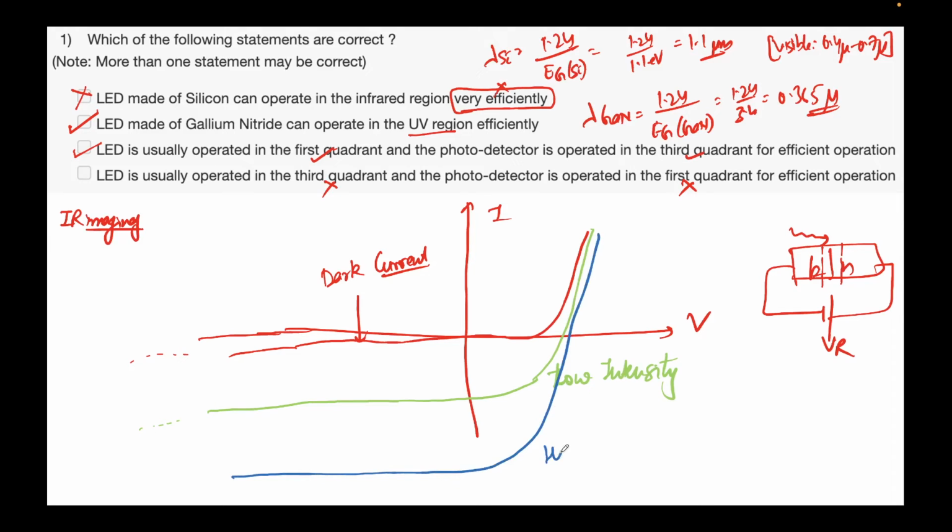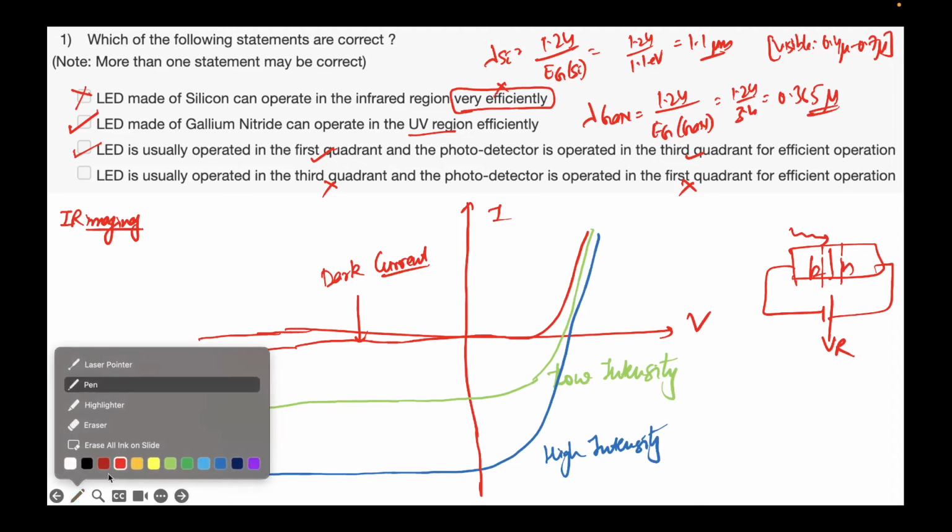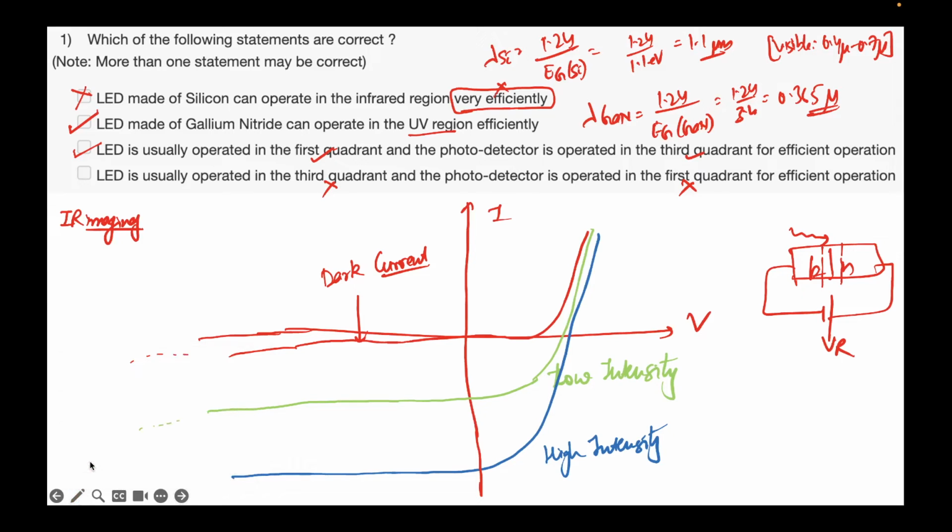So let me call the blue curve the high intensity curve. Let me just extend this line. What you can see, and now you will be able to appreciate, is why it's operating in the third quadrant. In the first quadrant, there will be a combination of two components over here.